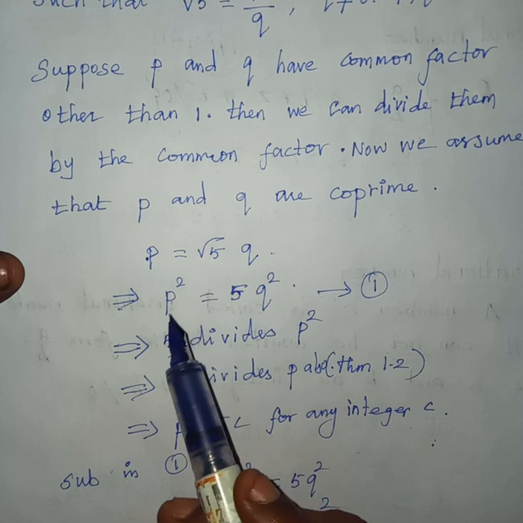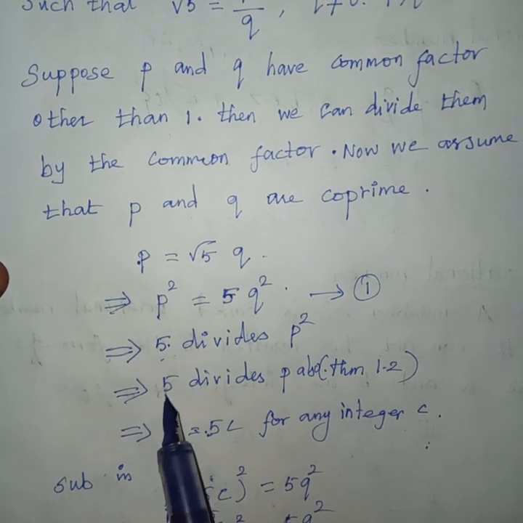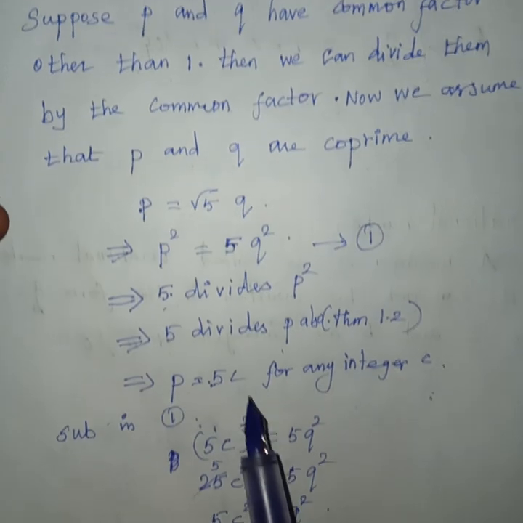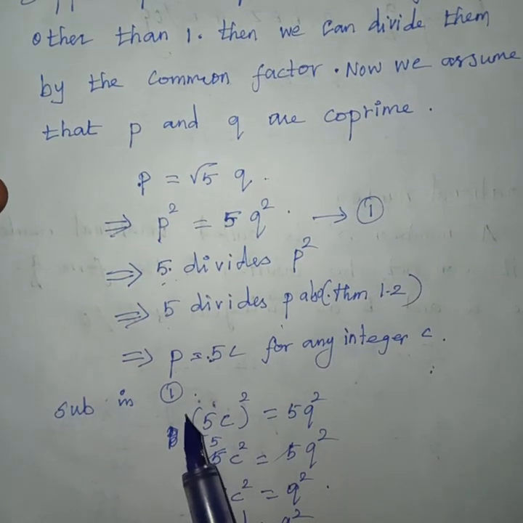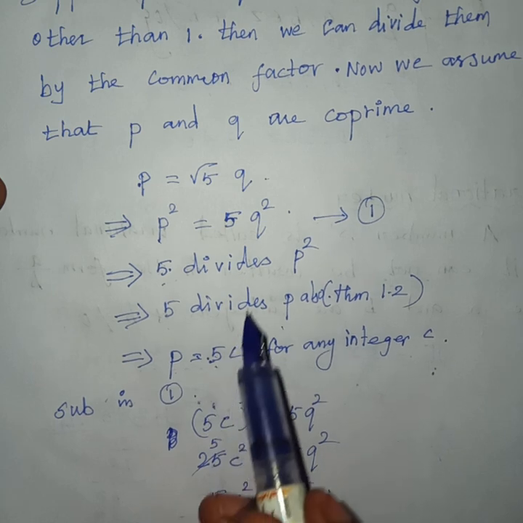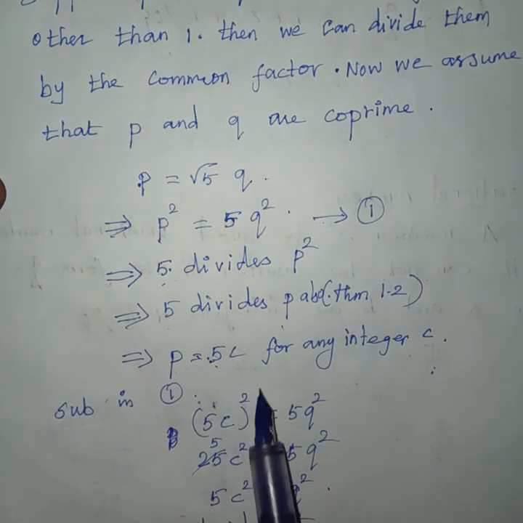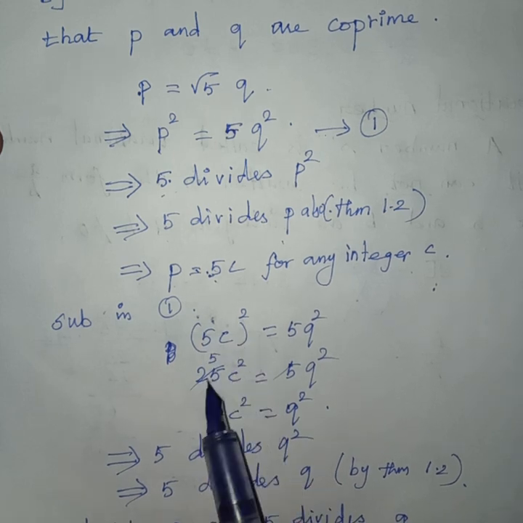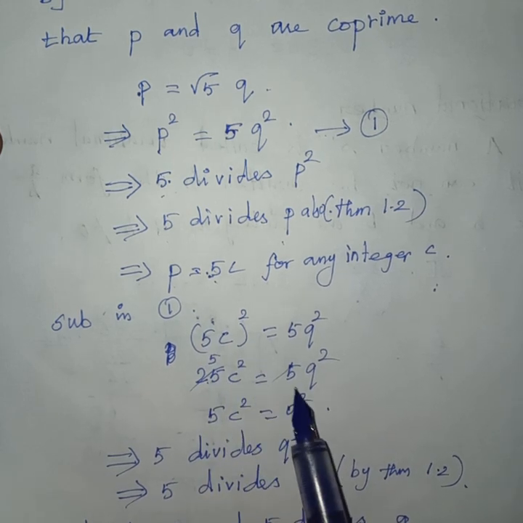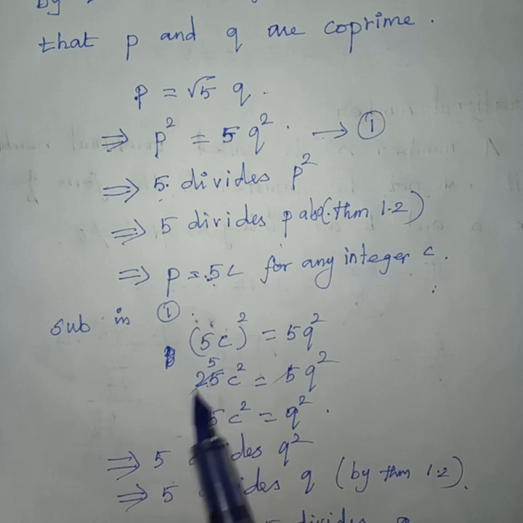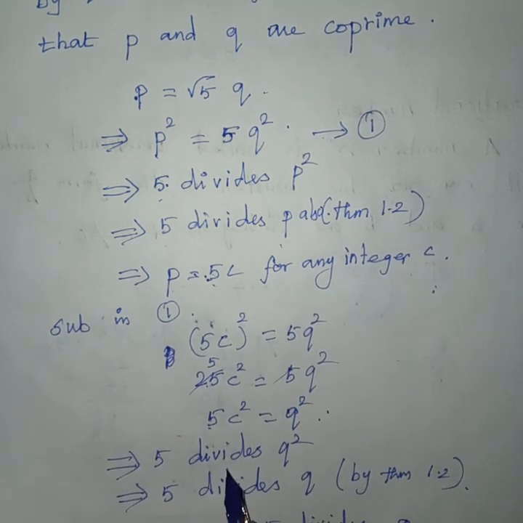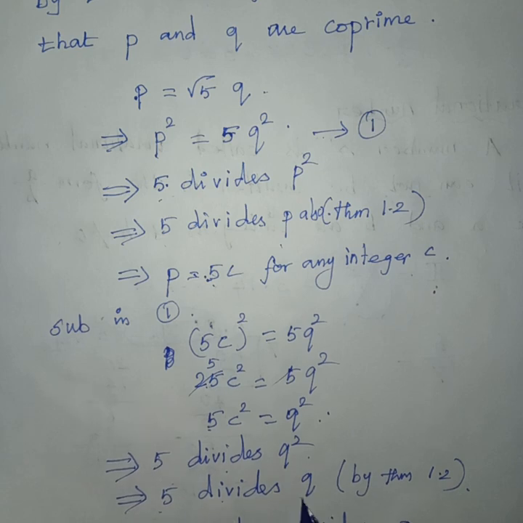So this implies 5 divides p squared. By the theorem, 5 divides p squared means 5 divides p. So we can write p equal to 5c for any integer c. Now we substitute p equal to 5c in 1. So (5c) whole squared equal to 5q squared. Squaring on both sides, 25c squared equal to 5q squared. We can cancel, so we get 5c squared equal to q squared. So 5 divides q squared, and by the theorem, 5 divides q.